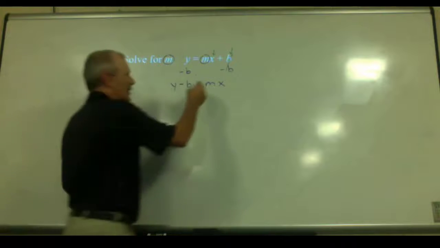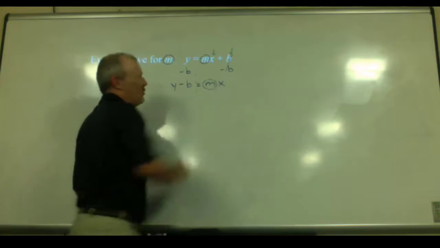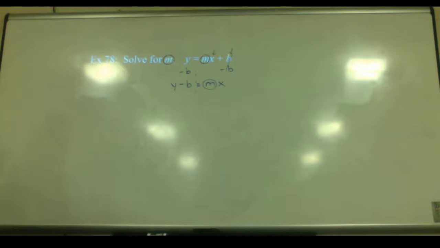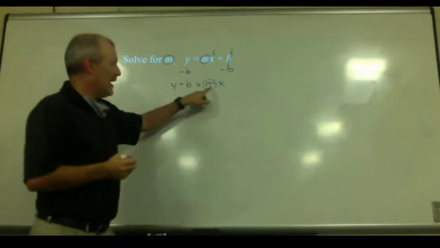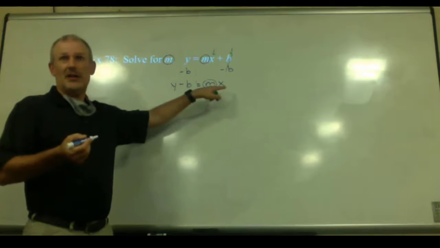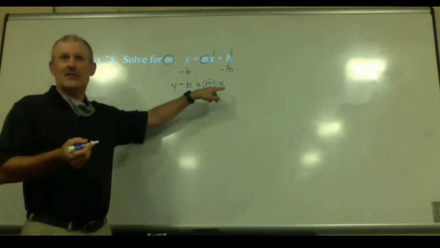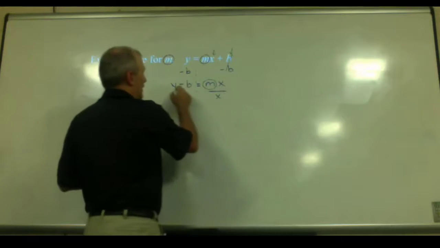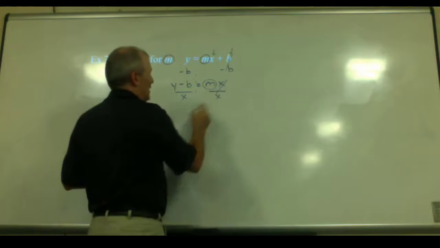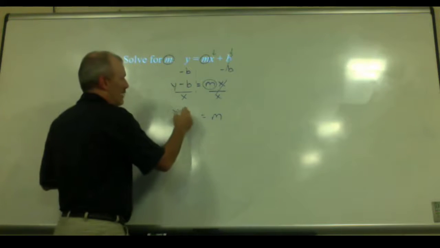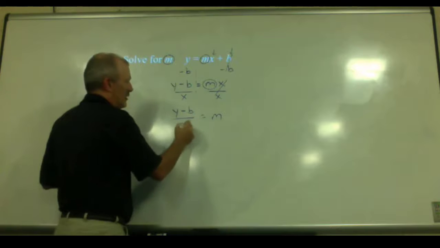Now again, we're trying to get this m by itself, and you may want to circle it as you do the work on your paper just to keep in mind which one you're getting by itself. But you've got m times the x. So how do we get rid of the x? Divide. If they're multiplying, we divide. So divide by x, that will cancel. So now the m is by itself, and over here we have y minus b over x.